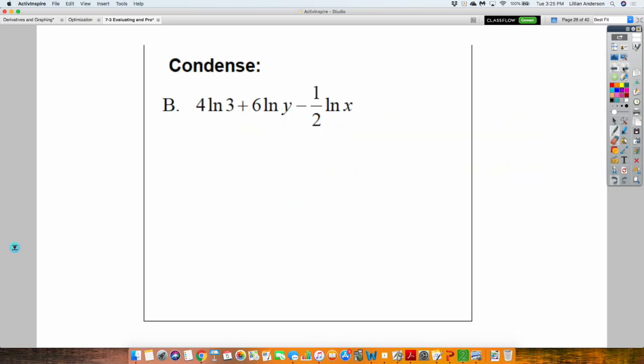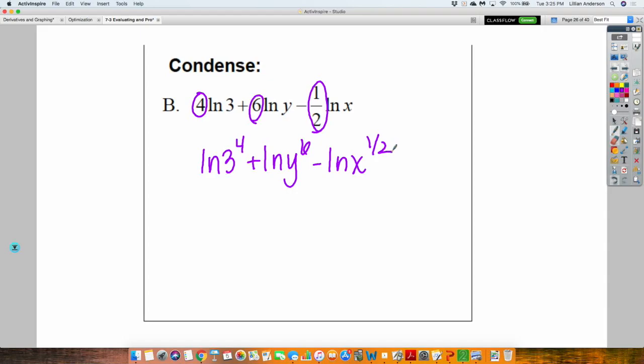Okay, so for this last problem with condensing, you're basically working backwards. This time you now have numbers in the front, addition symbols and subtraction symbols, which means that in order to condense it, you basically need to apply multiplication, division, and then the power rule, bringing it back to the exponent. So the easiest way to condense is by taking care of any numbers that are in the front. So any numbers that are in the front, they need to be moved to the exponent by applying the power rule. So this becomes the ln of 3 to the 4th power plus the ln of y to the 6th minus the ln of x to the 1/2 power.